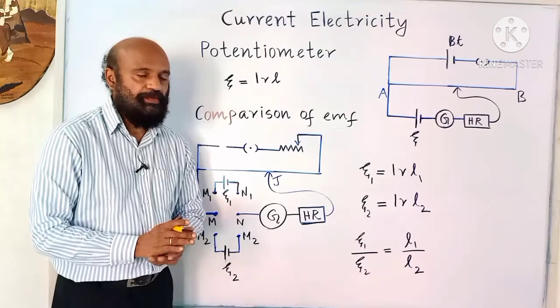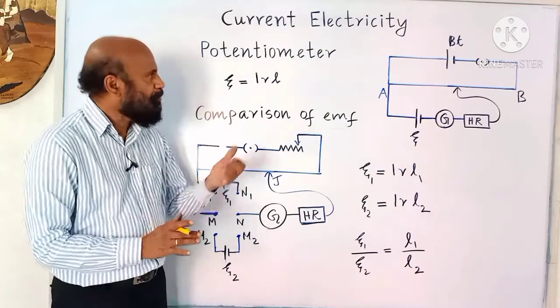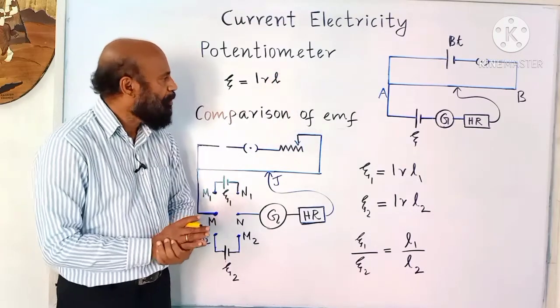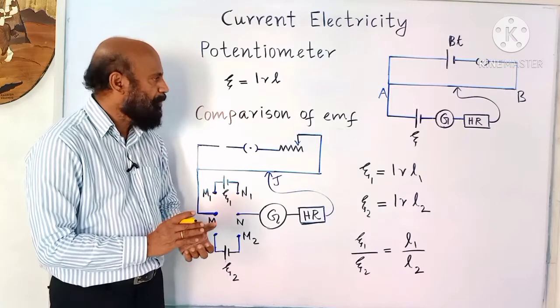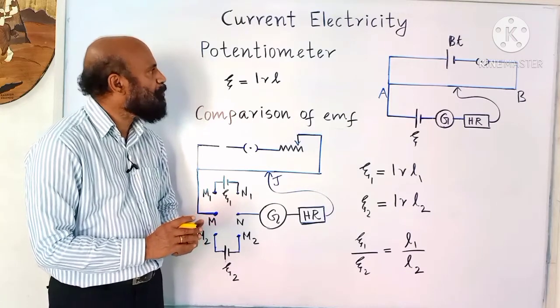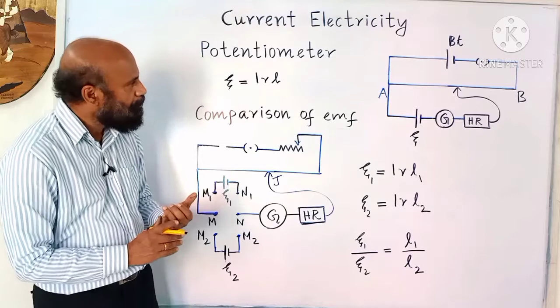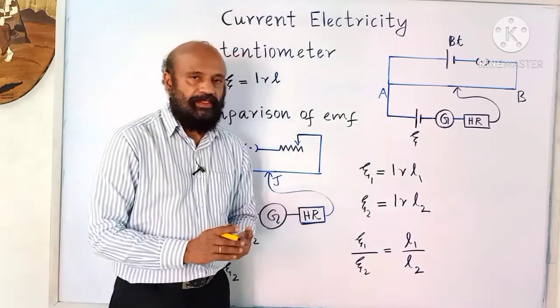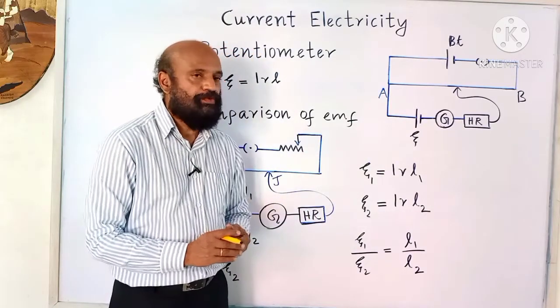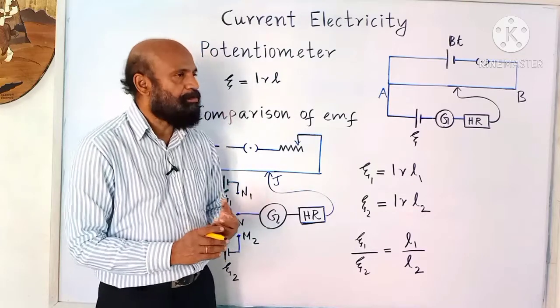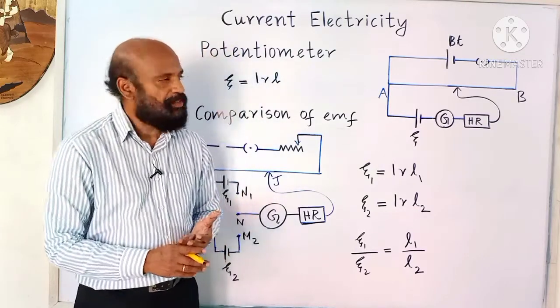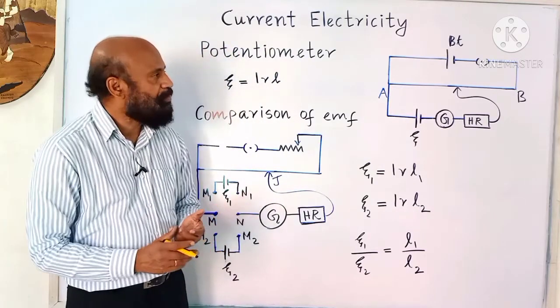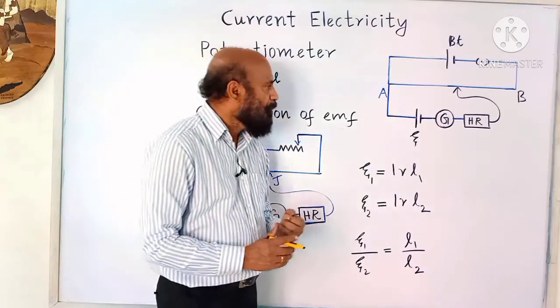In this video, I'm going to explain what a potentiometer is and how to compare the EMF of two cells using a potentiometer. A potentiometer is a device used for accurate measurement of potential difference, current and resistance.